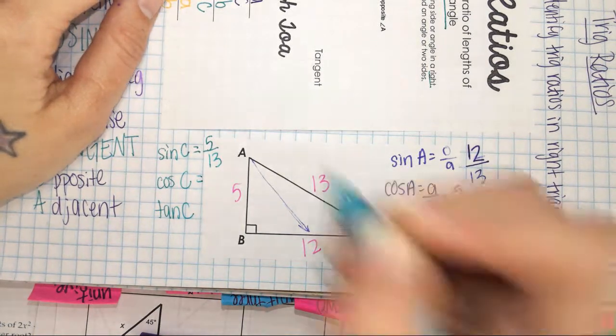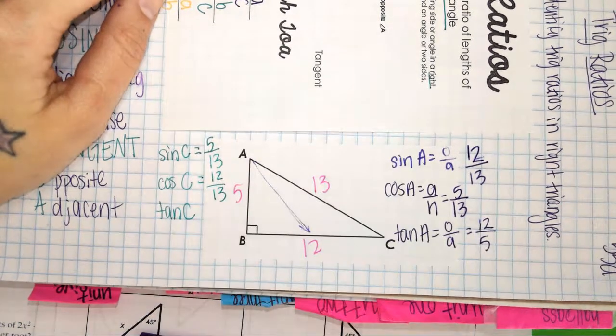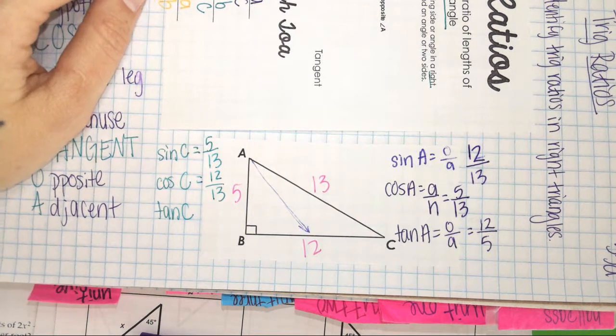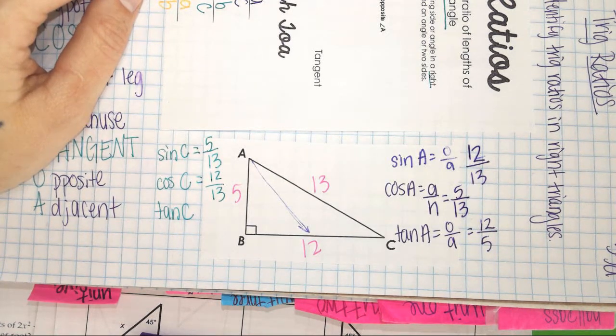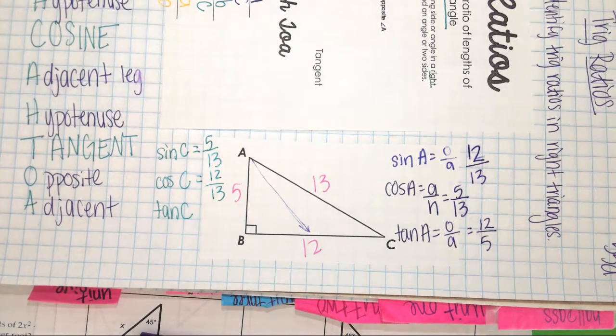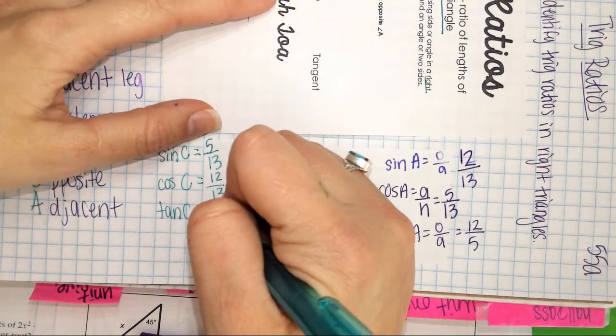Did y'all do 13, 13? How'd you get that? You'd use the opposite or adjacent would be B, right? Never mind. Because we're doing C, not A. Yeah, but what's adjacent to C? The adjacent leg. So it's BC divided by the hypotenuse. And what do we get for tangent? 5 divided by 12. Good.